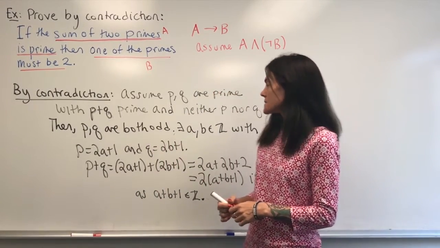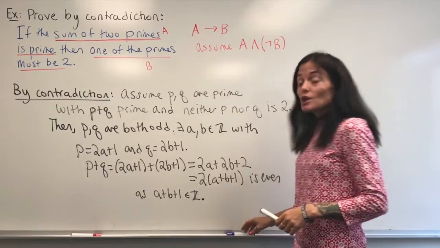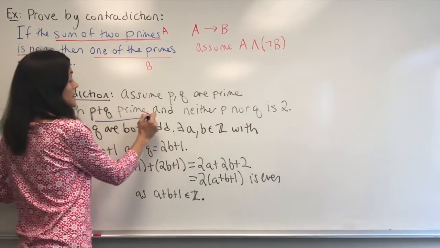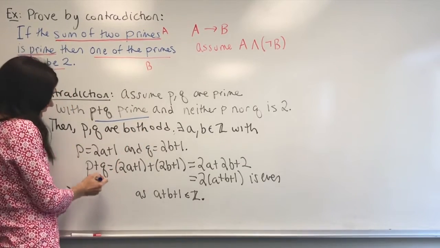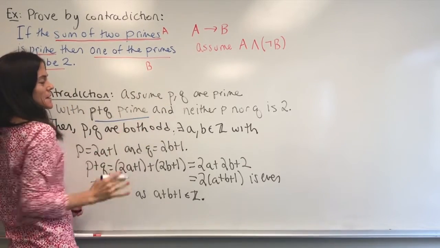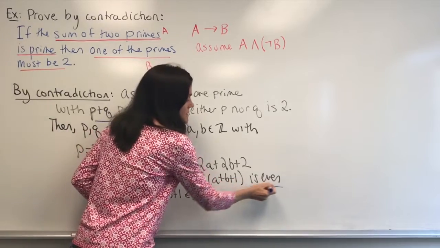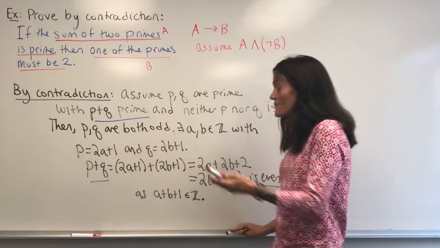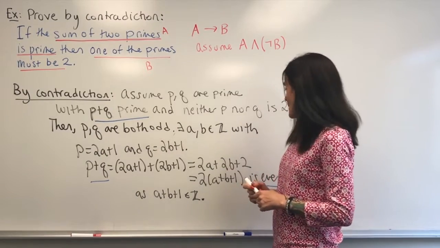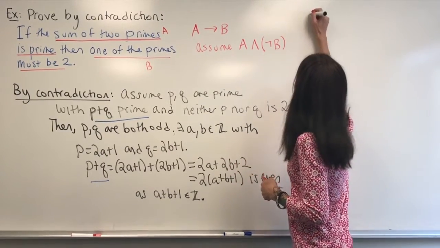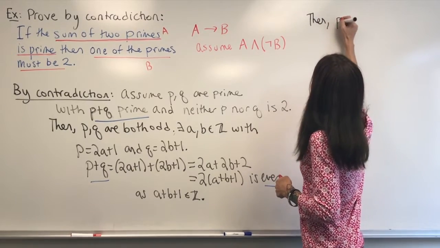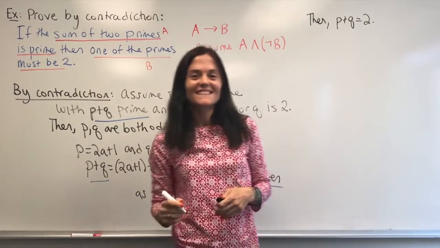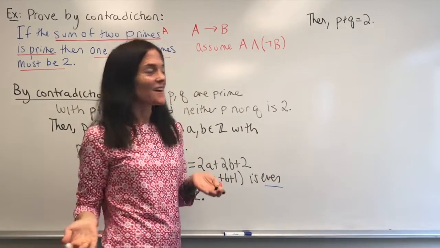Because we have to look at P plus Q. Our assumption is that P plus Q is prime. Then we work with our other assumptions to show that P plus Q is even. If you take what we discussed that followed from the definition of prime, we can conclude that P plus Q must equal 2. Well, here's where we're going to get a contradiction.